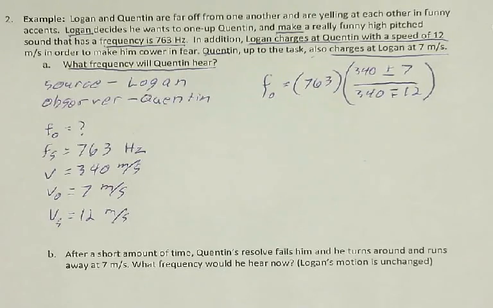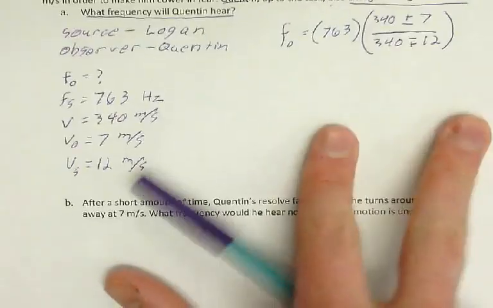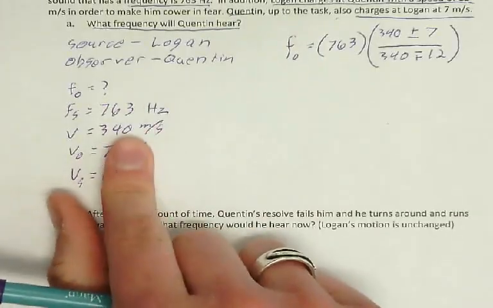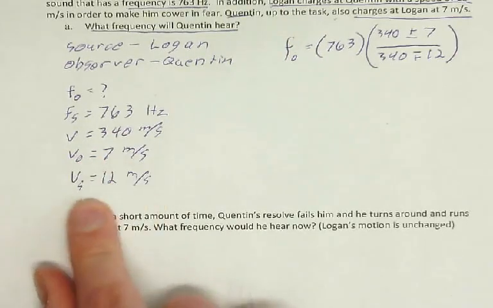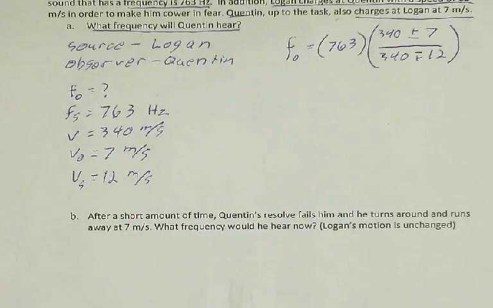So now we need to figure out what the signs are. And here's how we do it. We ask ourselves, what are they doing? What's going on? Towards is top, away is the bottom. So we actually need to make this set of knowns and unknowns a little bit more detailed. Because we can't just say 7 meters per second. We can't just say 12 meters per second. We need a direction. We need to know which way they're going.